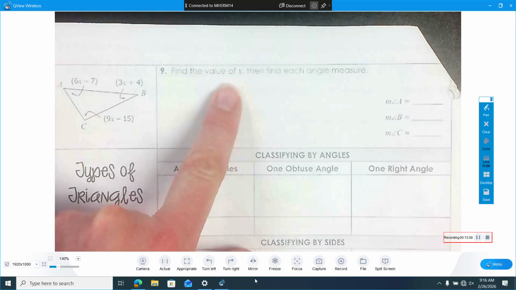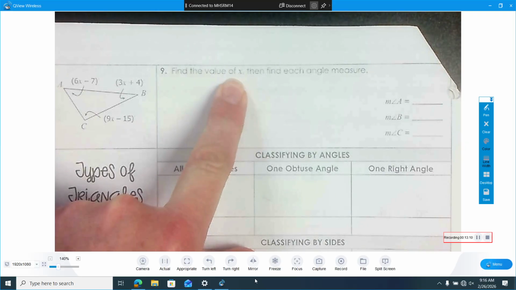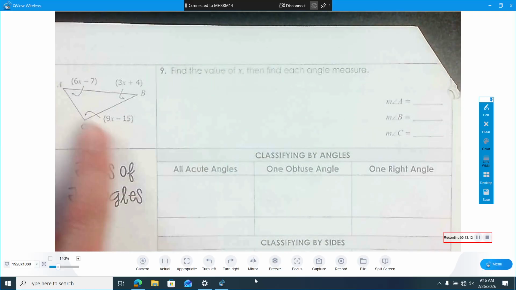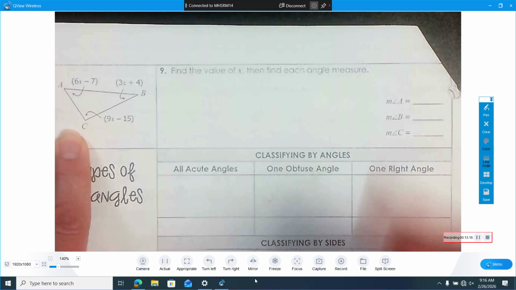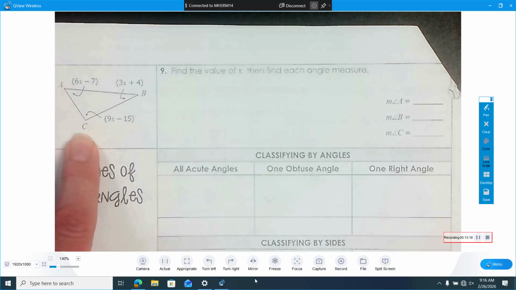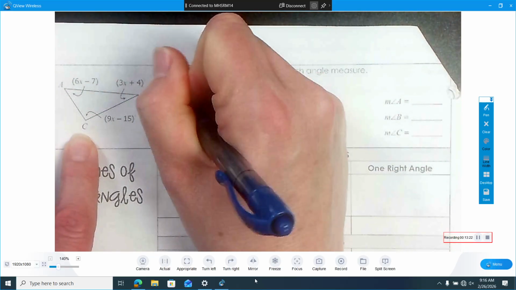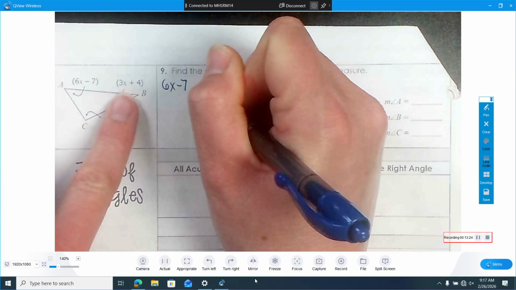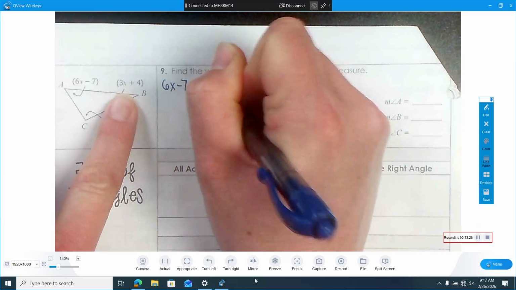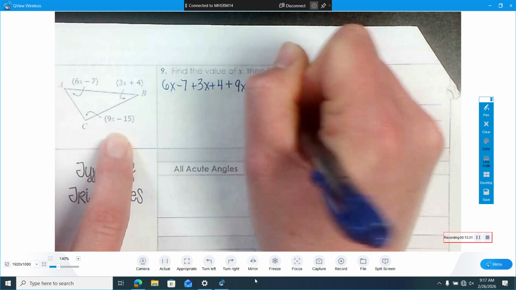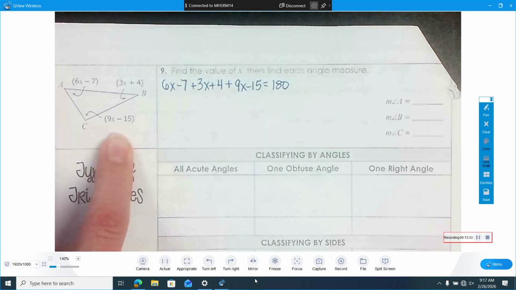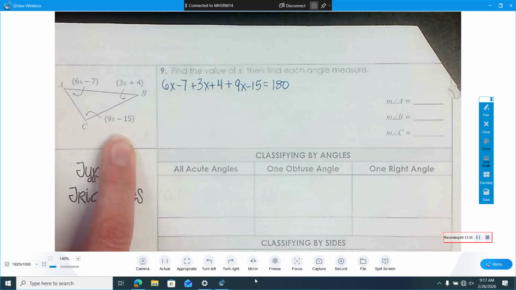Now this one says find the value of x. So that's what we just did. How are we going to find the value of x? Add them all up, and they should equal 180. Very good. So 6x minus 7 plus 3x plus 4 plus 9x minus 15 equals 180. Let's see. What do we do?